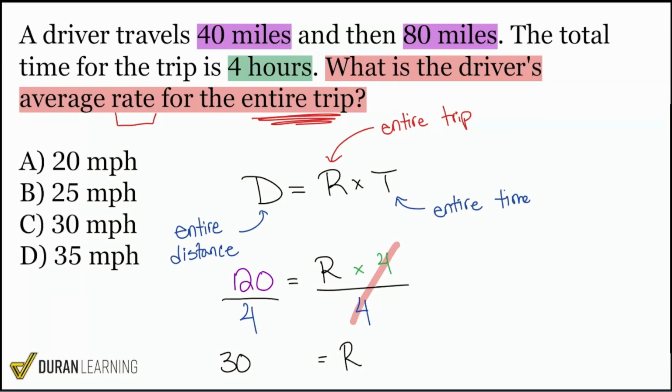Miles per hour, exactly. 30 mph. There we go. And that is the average rate for the entirety of the trip. If we calculated the rate for this first part, we don't even know how many hours we took for just the first part, so we wouldn't even be able to calculate that if we wanted to. We would need more information. But we had enough information to calculate the entire trip's average rate. The answer here would be C.